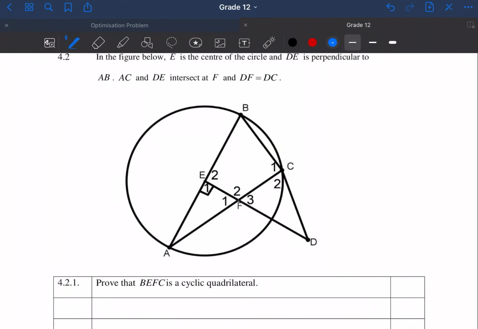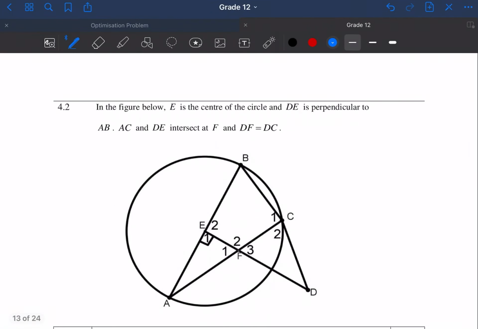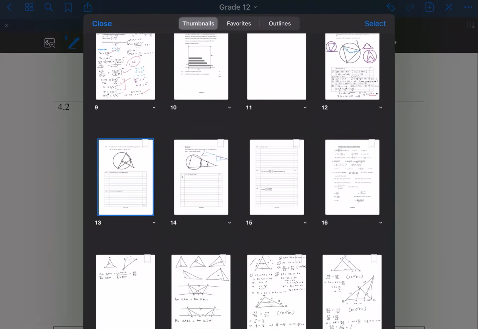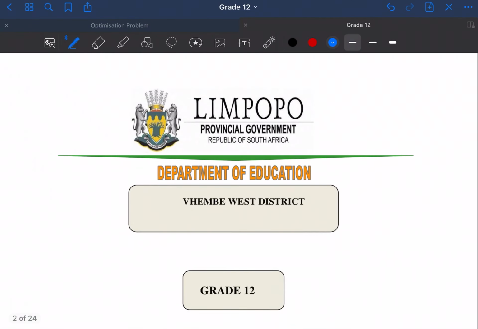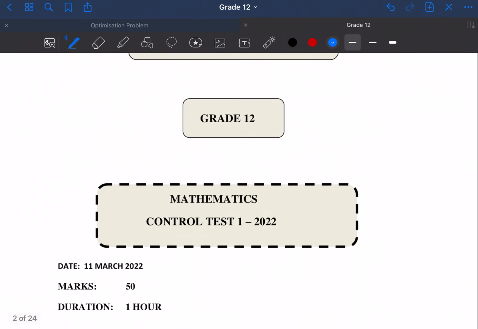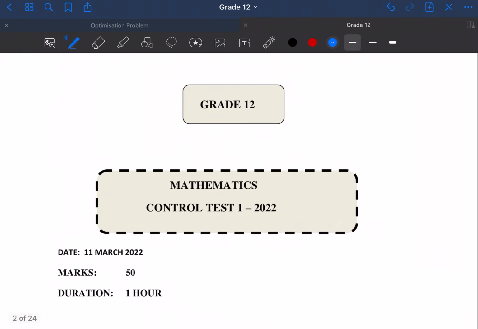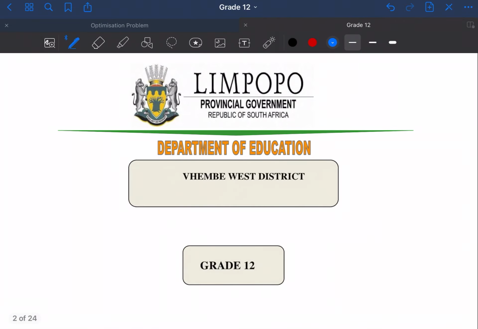Hi, welcome. We're still continuing with 4.2. Remember, we're still doing a revision from this paper. This is the paper, Control Test 1 2022, a provincial paper from Limpopo. So check out other videos.